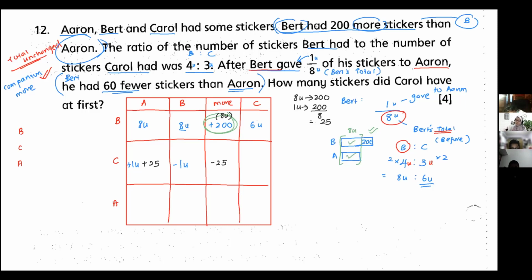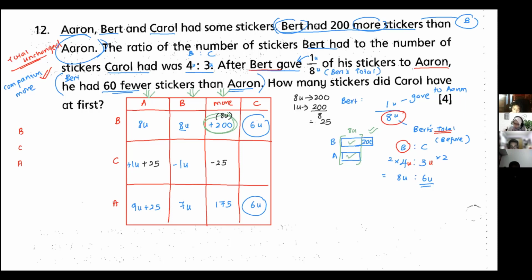Okay, like that. Then we go down the column. 8 units plus 1 unit is 9 units plus 25. 8 units minus 1 unit is 7 units. 200 minus 25 is 175. 6 units here remains as 6 units because there's no change for Carol. Okay, and of course the total has no change because it's given to one another.